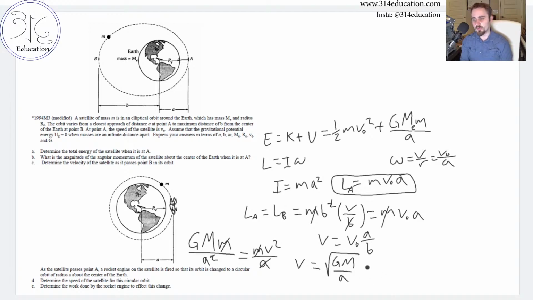We've seen this before. We saw this as the square root of GM over r. This is exactly that same thing. The only difference is we plugged in a for our r because our radius is a. Good. And then the last part would be to determine the work done by the rocket engine to affect this change.